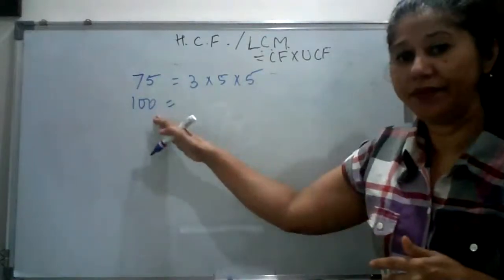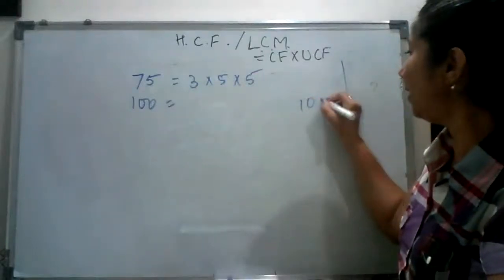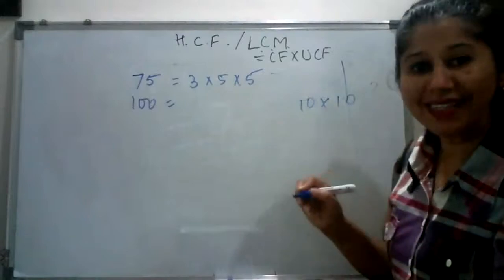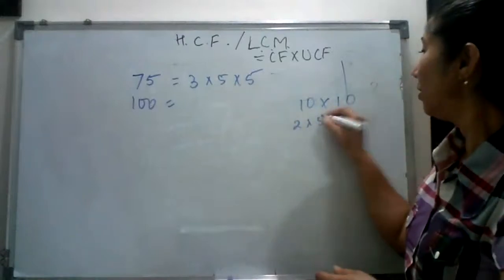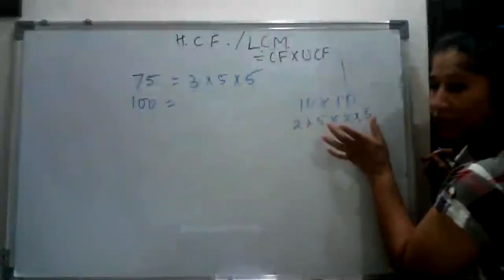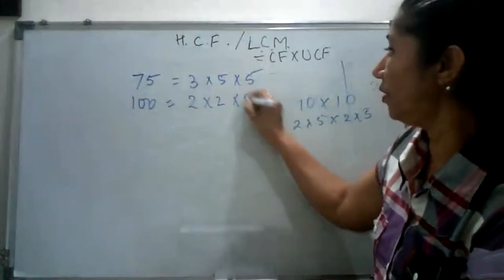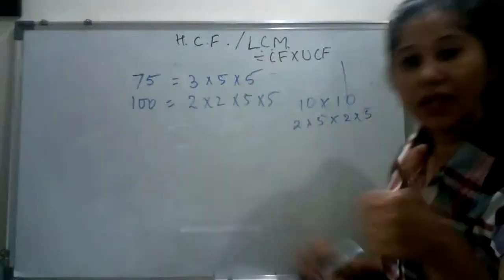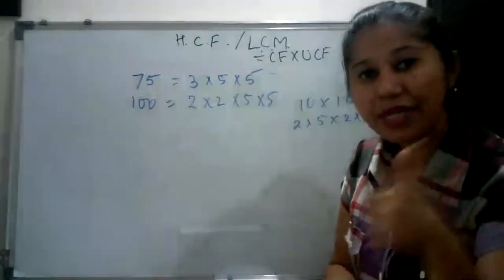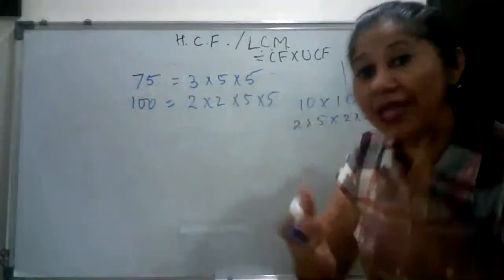Okay, 100. If you go like this, it's your way. 100. Can I write it as 10 tens? How do you write 10 tens? 2 fives are 10. So that means 2 twos, 2 fives. So that means 2 into 2 into 5 into 5. Is it clear? Clear everyone? Got it? Understood how to think?